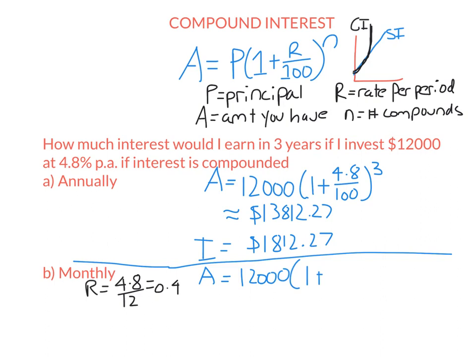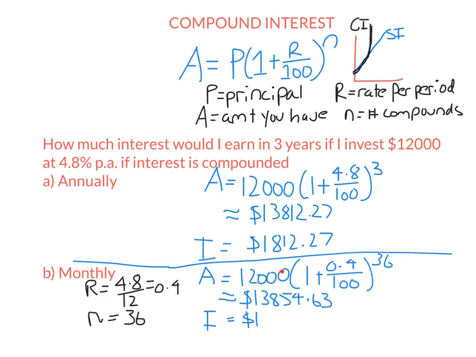I also need to change N. N is the number of compounds. If I compound it monthly, every month for 3 years, I'm going to compound it 12 times a year, 24 times in 2 years, and 36 times in 3 years. So what I put on my calculator is 1 plus 0.4, that's the rate per month, over 100 to the power of 36. And this is what I put in my calculator.